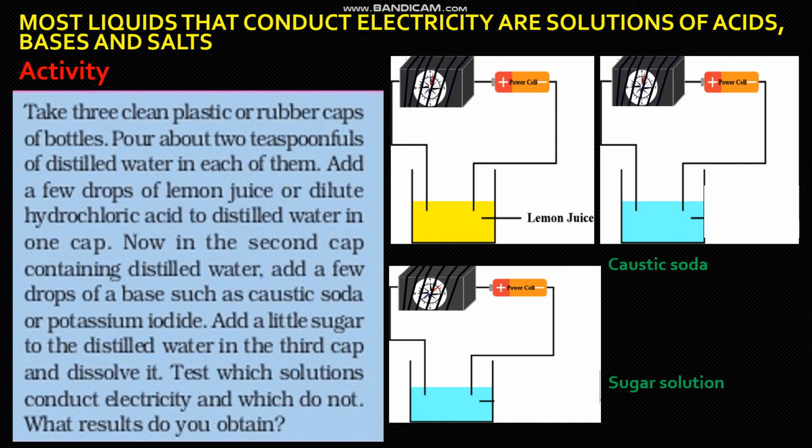If you add potassium iodide also, the magnetic needle shows deflection. That means potassium iodide is a salt. That means most of the liquids that conduct electricity are solutions of acids, bases and salts.